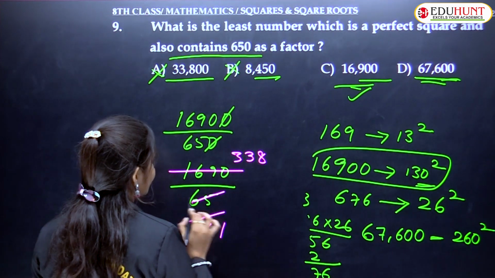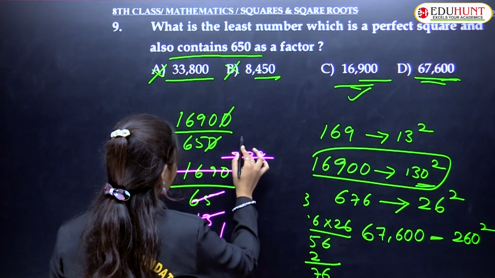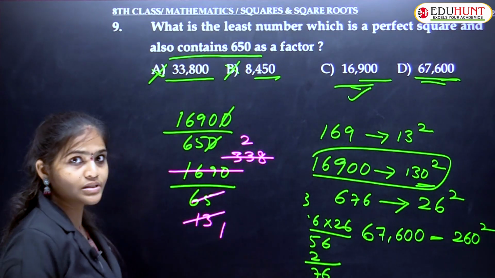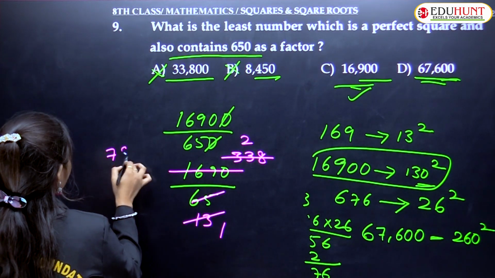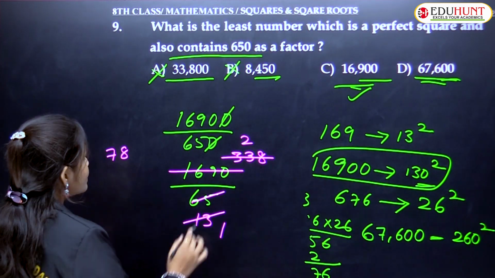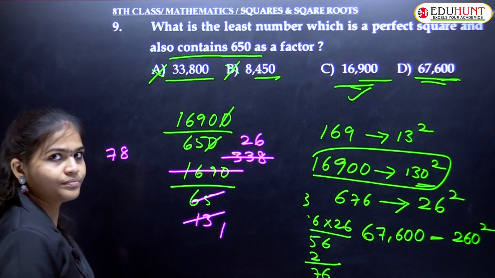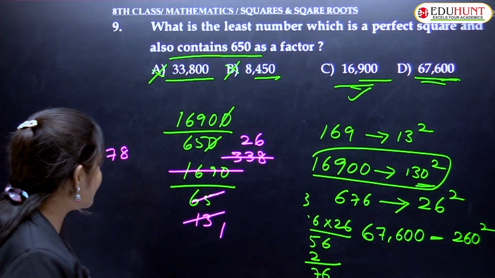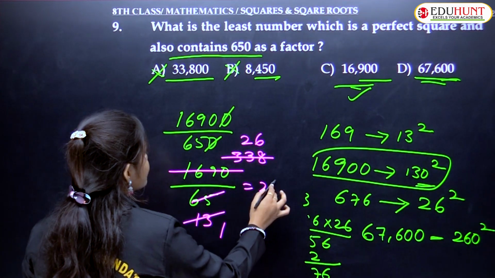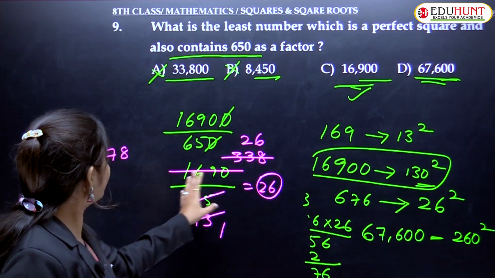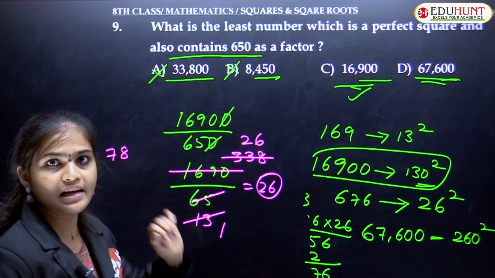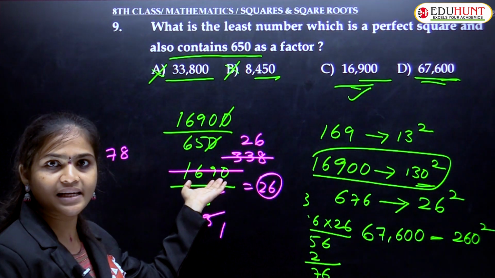Yes, 13 times, and here 13 twos are 26. So 26, and left over 78 is there. So 13 sixes are 78. 13 into 6 is equal to 78. So here 26 is the quotient. So is 650 a factor of 16,900 or not? Yes, that is a factor.